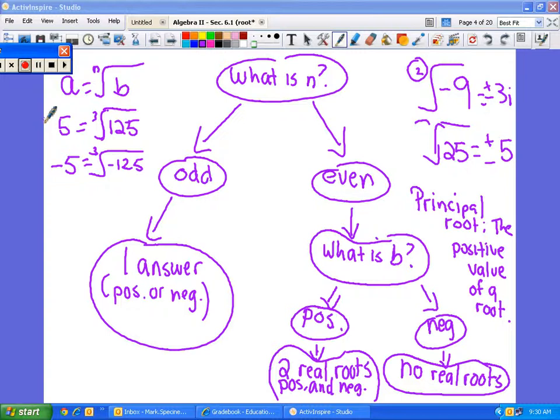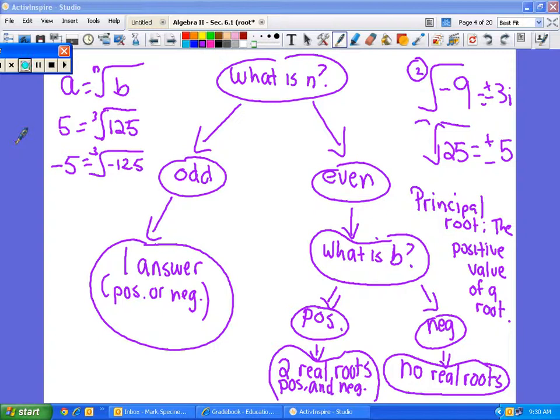So again, we have two choices on our menu. The first choice is that the index value is odd. If the index value is odd, well, it's very simple. That means we have one answer. Could be a positive number, it could be a negative number, but there is going to be an answer. And here's two examples. If I have the cube root of 125, that's 5. If I have the cube root of negative 125, that's negative 5. So it doesn't matter whether the radicand is positive or negative. We are going to have an answer.